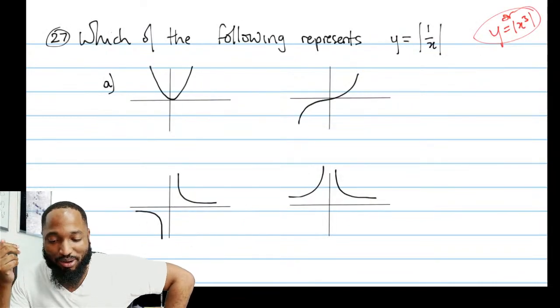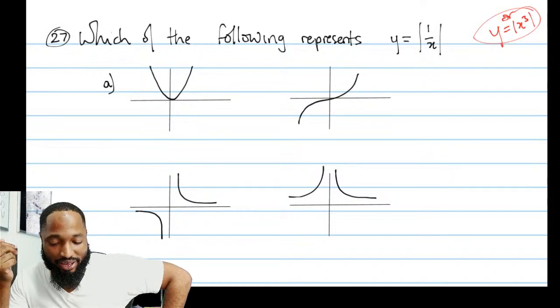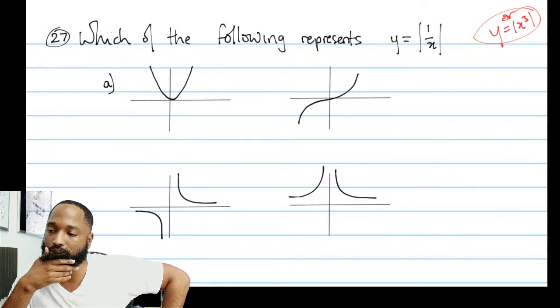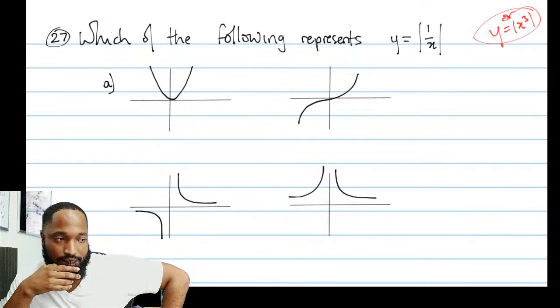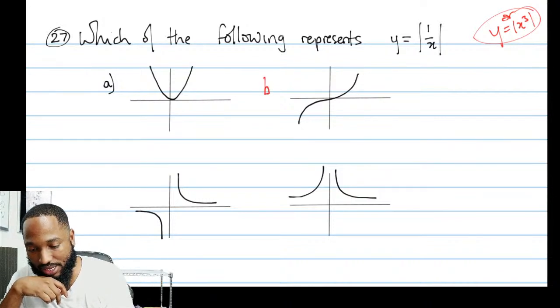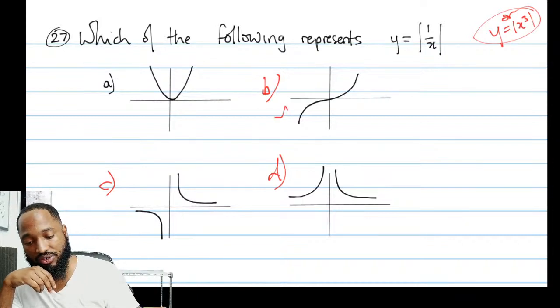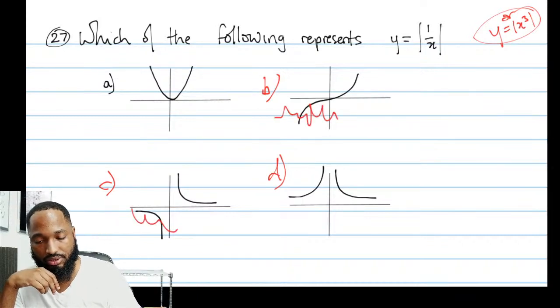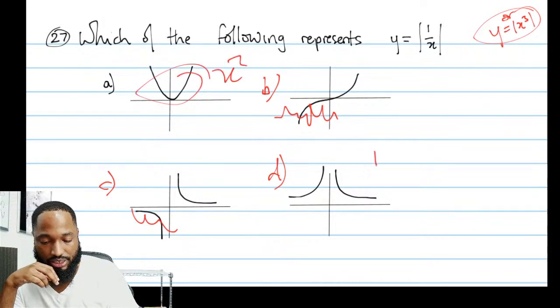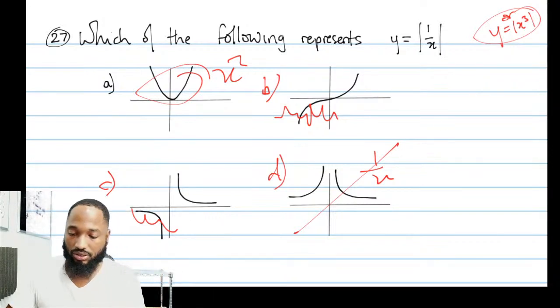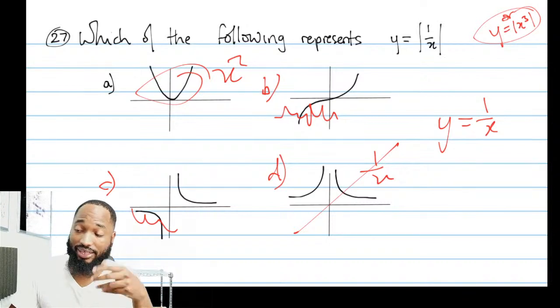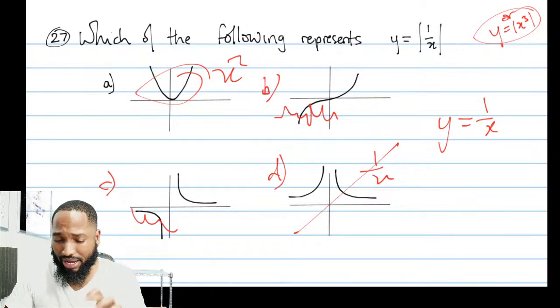Which of the following represents y is equal to the modulus of 1 over x? I don't even have the letters here, but everybody knew it had to be D anyhow. Modulus, so nothing goes negative. This is quadratic, this is x squared. So this is the 1 over x graph. If you reflect y equals 1 over x in its inverse, the inverse is the same thing. Keep that in mind, that could be tested.